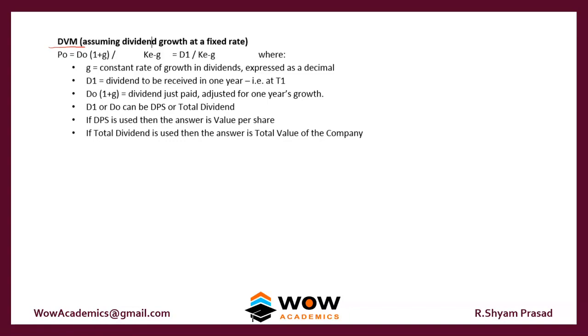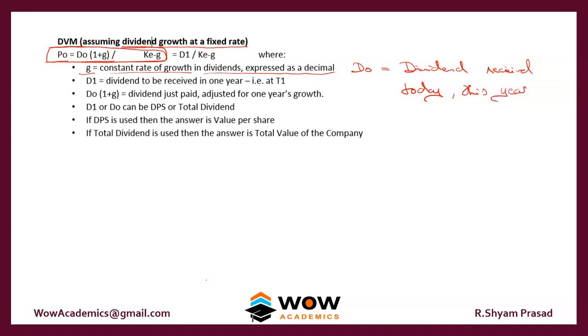It's called the dividend valuation method, where assuming dividend is going to grow at a fixed rate, the formula works like this. The P0, or the value of a company, equals D0(1 plus G) divided by KE minus G. So this is the formula. Here the G refers to the constant growth rate in dividends. The D0 here refers to dividend received today, or this year.